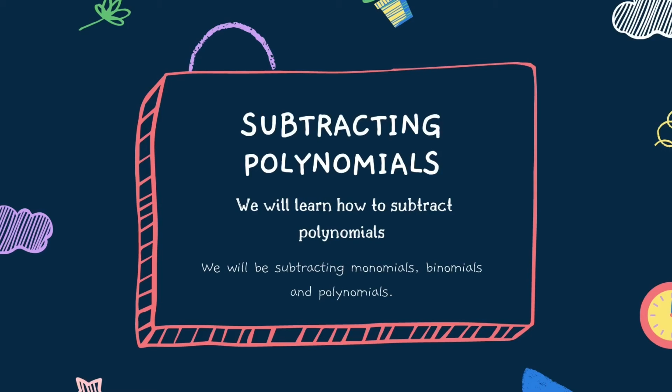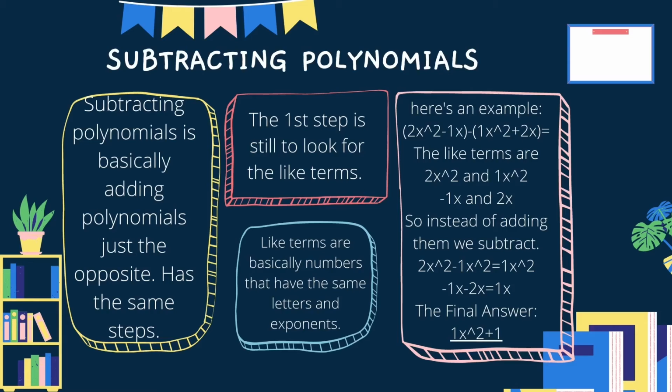We can now proceed to subtracting polynomials. We will learn how to subtract polynomials. We'll be subtracting monomials, binomials, and polynomials. Subtracting polynomials is basically adding polynomials. It's just the opposite. It has the same steps. The first step is still to look for the like terms. Like terms are basically numbers that have the same letters and exponents.